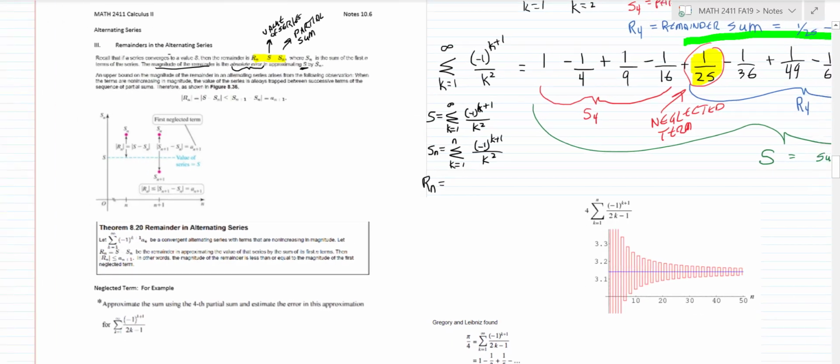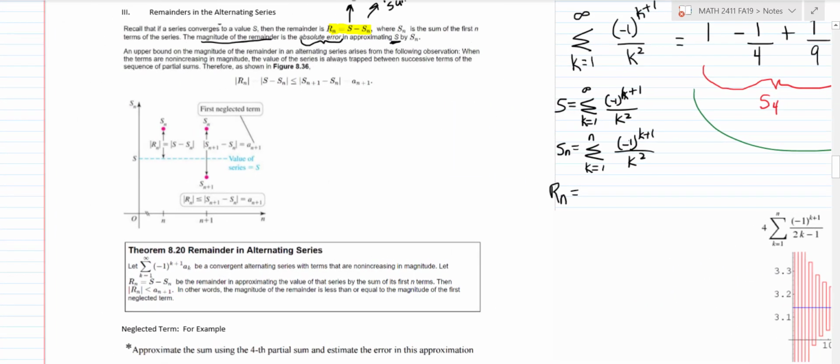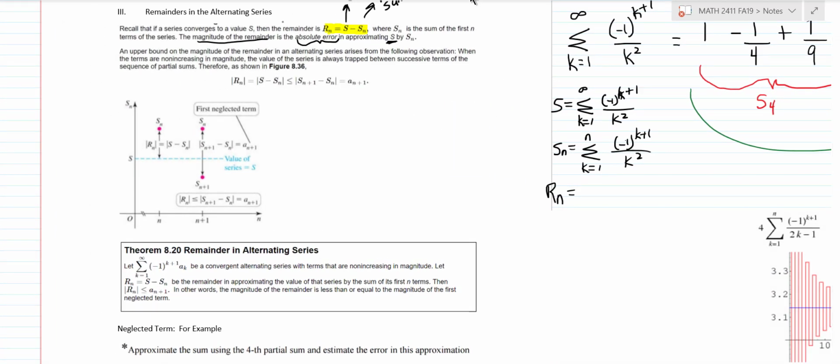All right, so let's see. Going on through here, here's kind of the key thing that we're going to talk about here is this inequality then. All right, so it turns out that this part right here is the remainder. That's what we talked about. That's the value of the series, of the infinite series.